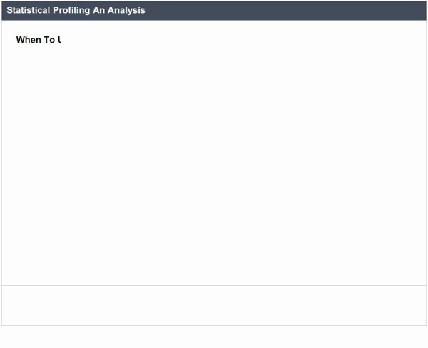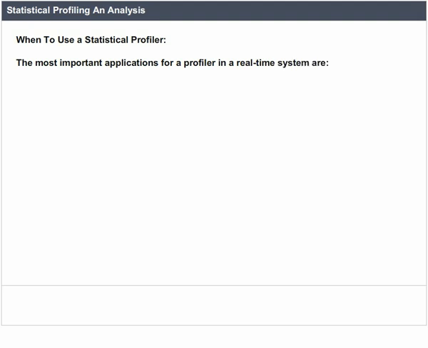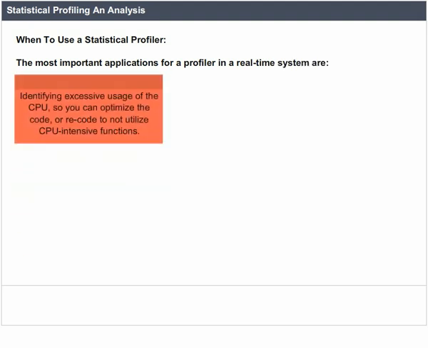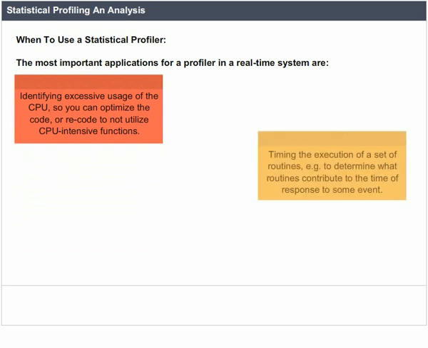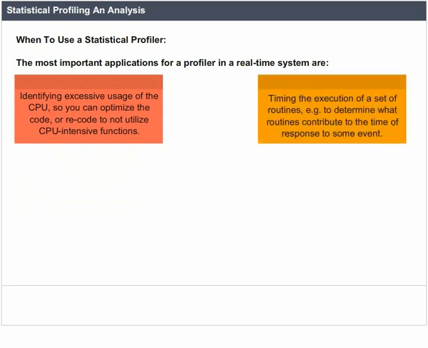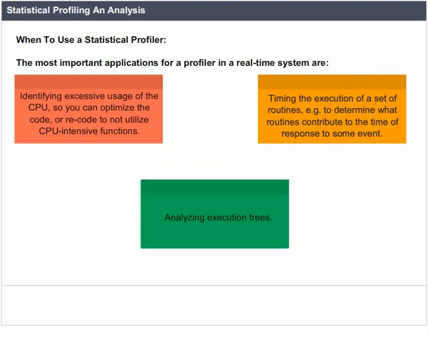When to use a statistical profiler? The most important applications for a profiler in a real-time system are identifying excessive usage of the CPU so you can optimize the code or recode to not utilize CPU intensive functions; timing the execution of a set of routines, for example, to determine what routines contribute to the time of response to some event; and analyzing execution trees.